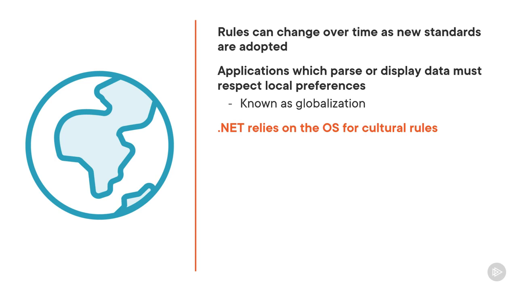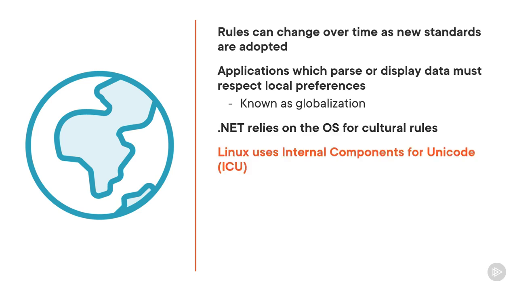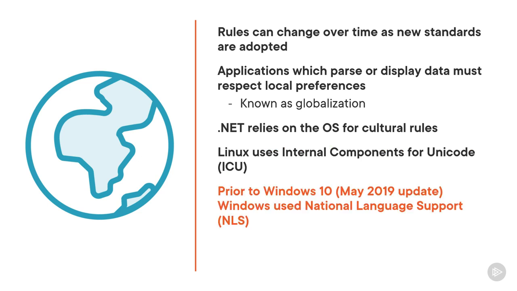.NET depends on the underlying operating system to keep up with these rules and any changes that occur. Historically, the data used for globalization differed between Windows and Linux, which complicated cross-platform cultural awareness. Linux uses International Components for Unicode, or ICU, as the underlying library. ICU is a widely used set of libraries providing Unicode and globalization support for applications. In the past, Windows used National Language Support, or NLS, as its globalization API.